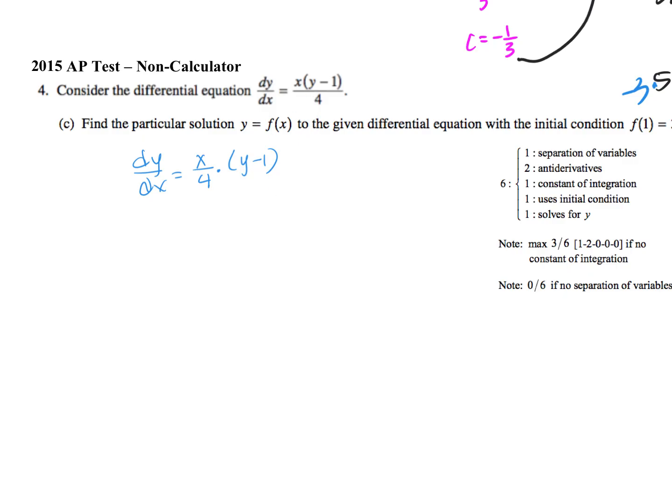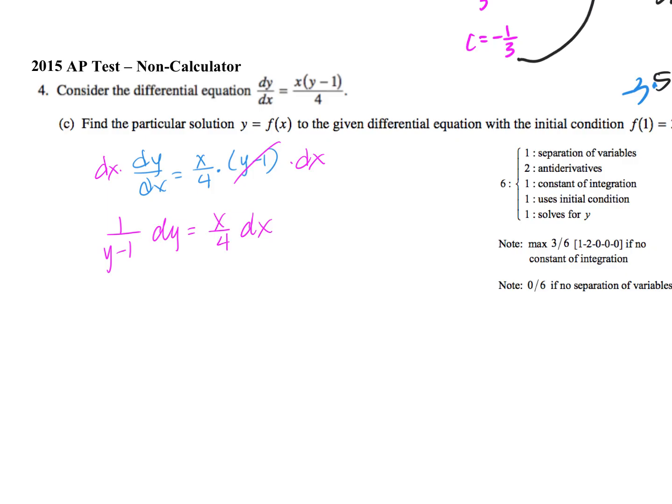What am I going to do with my dx? Move it on over. So we'd have 1 over y minus 1 dy is x over 4 dx. So I divided through by that quantity, and I multiplied my dx over.